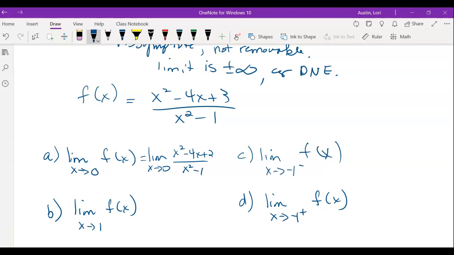Yeah, I can plug in 0, right? 0 minus 0 plus 2, I can do this in my head. 0 minus 0 plus 2 over 0 minus 1. What's the answer? So there are limit problems that are just that easy. Don't just assume you have to go through all this craziness. Sometimes it's as easy as just plugging in a number.